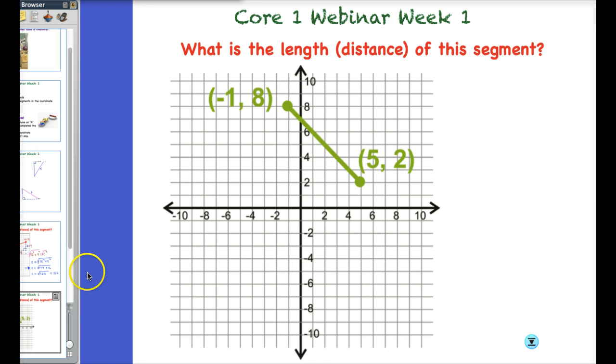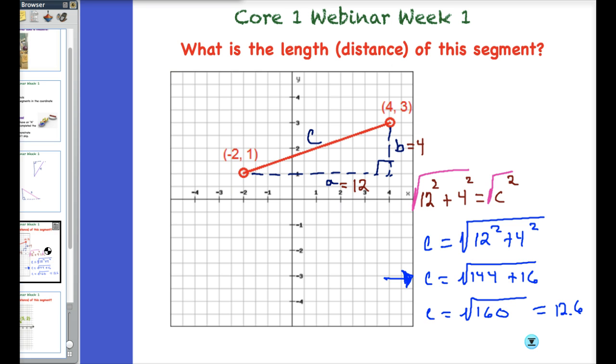Okay. So D, here's what I'm going to do. Look back at this triangle. When I made the triangle, what are the two things I found? So I found A, which was 12. What else did I find?